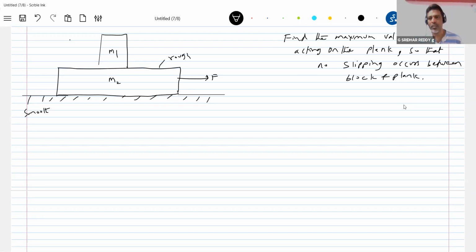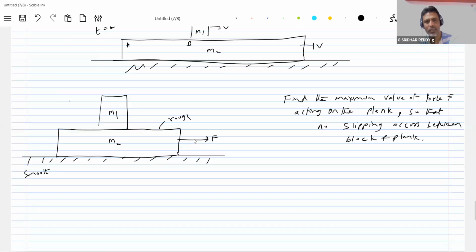You can try at your place. Take a compass box, an eraser, or any other rectangular block, and try to pull only the plank. Then you can see that the block also slides along with the plank. What makes the block move along with the plank? We have to give a specific reason. So let's go for the free body diagram.